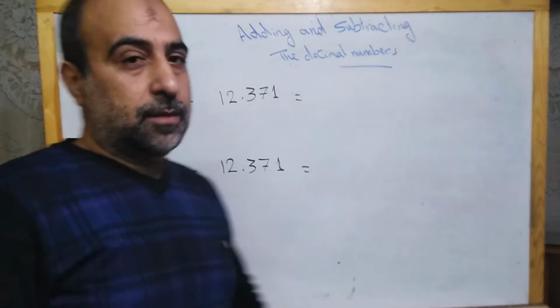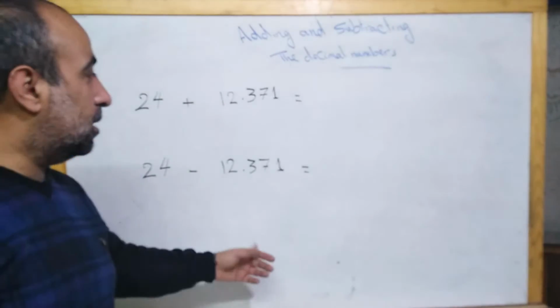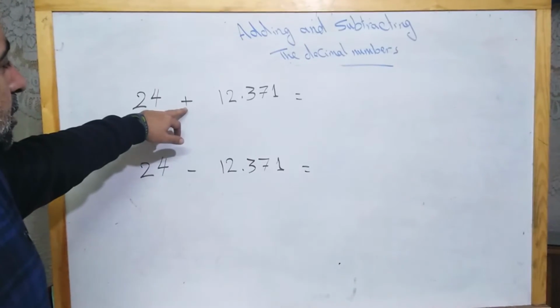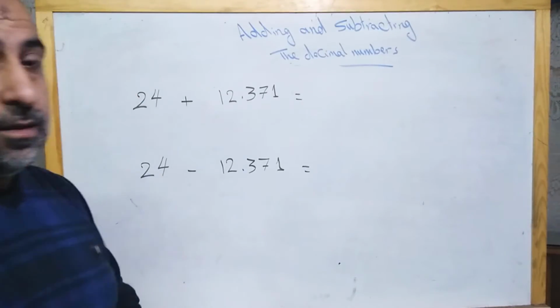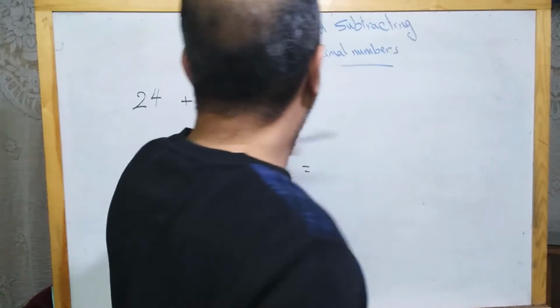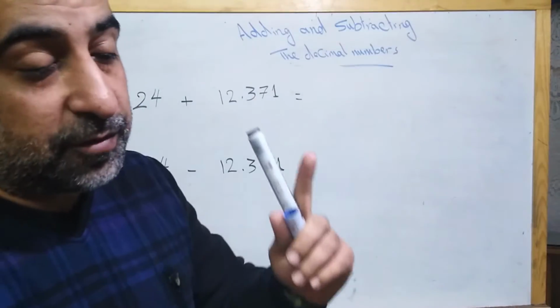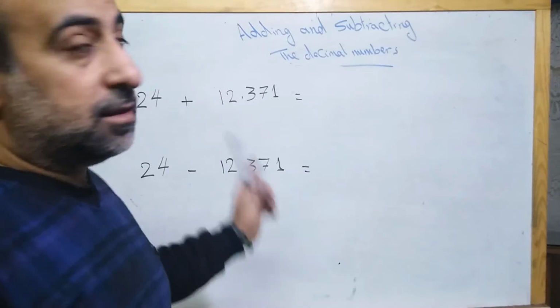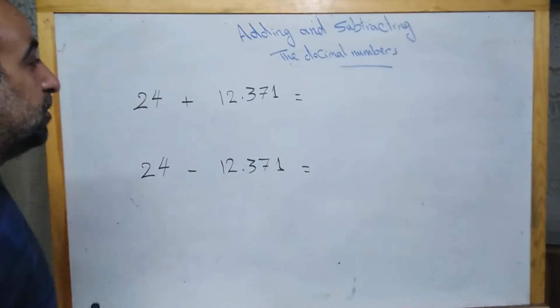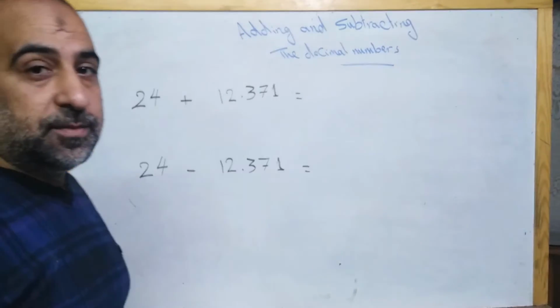Another two examples, the same example, but in the first it's addition and in the second it's subtraction. We will put them in the draft form. Don't forget the draft form is to make it simple. But before the draft, we have to make the decimal places the same.